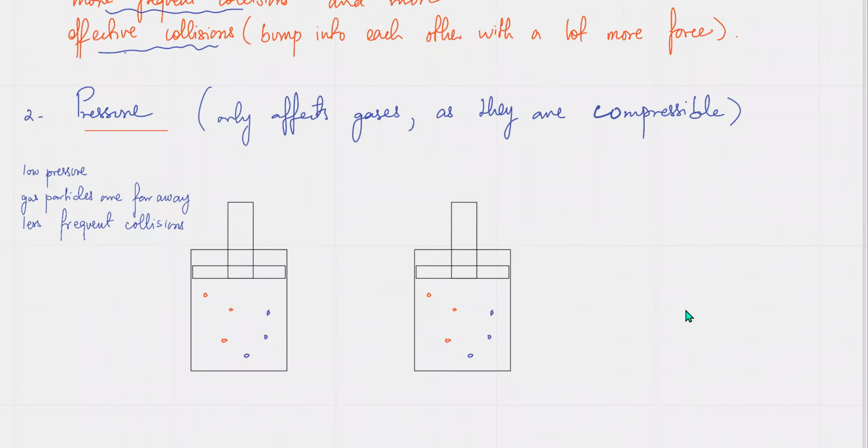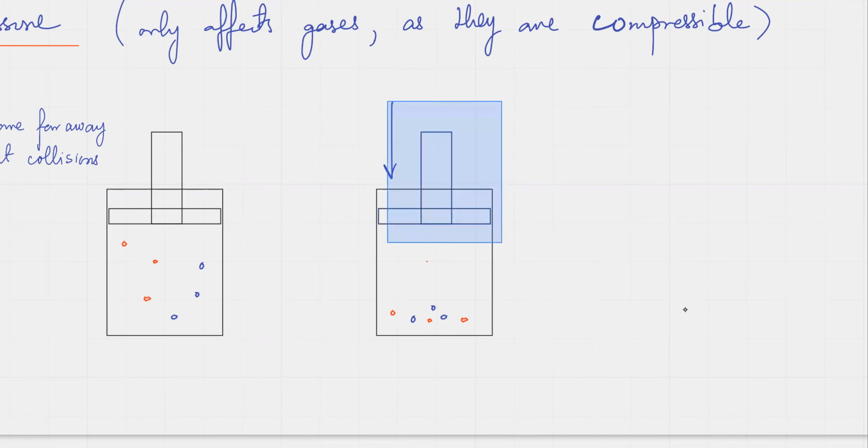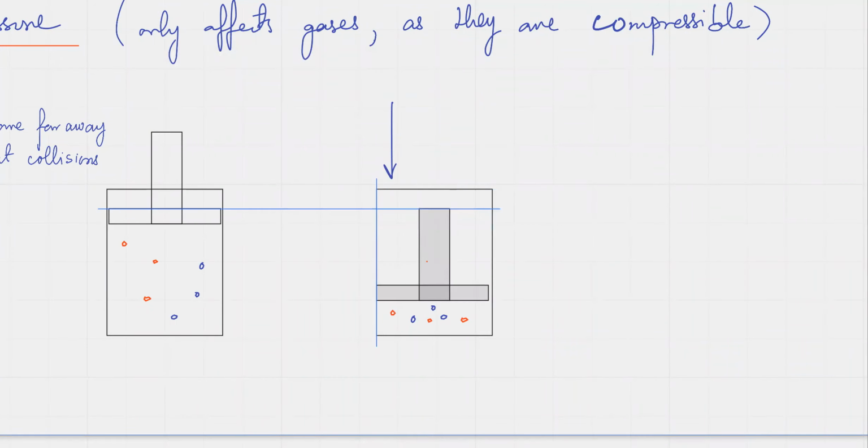So from the top, I'm going to start applying a force now. I'm increasing the pressure, and the piston now starts to move downwards. It has now compressed the gas. Now you can see that the particles are a lot closer together. They've been squeezed together, so they're going to bump into each other a lot more. You're going to get a lot more frequent collisions now.